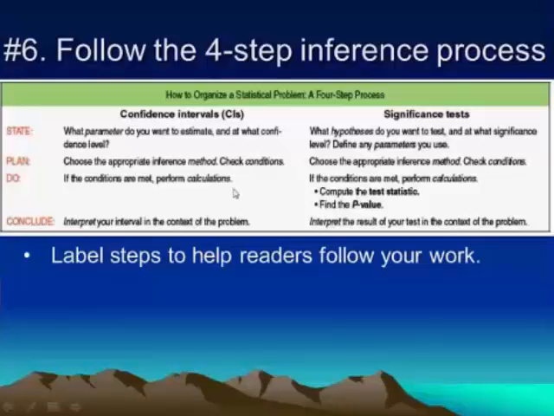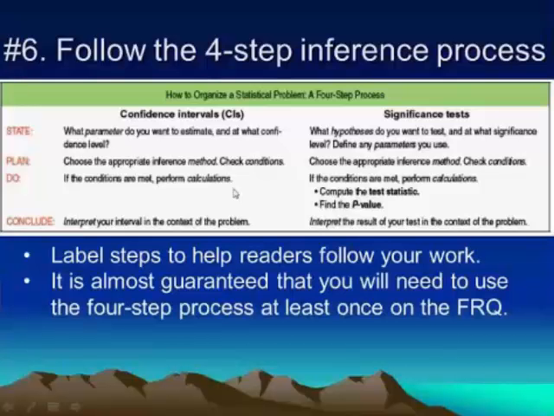Another suggestion related to this four-step process, because the grading rubrics are set up this way, it makes it easier on the grader if the student labels what they're doing in each of these steps. So something like hypotheses, conditions, calculations, and interpretation, or state, plan, do, conclude, is much appreciated by the grader. It makes it easier for them to match the solution to the grading rubric. And I think quite often students who organize their work in this way tend to perform fairly well.